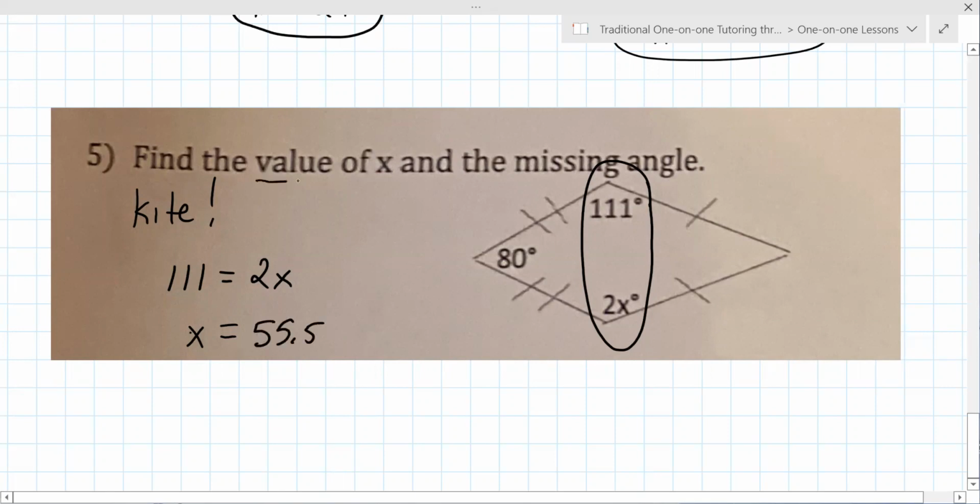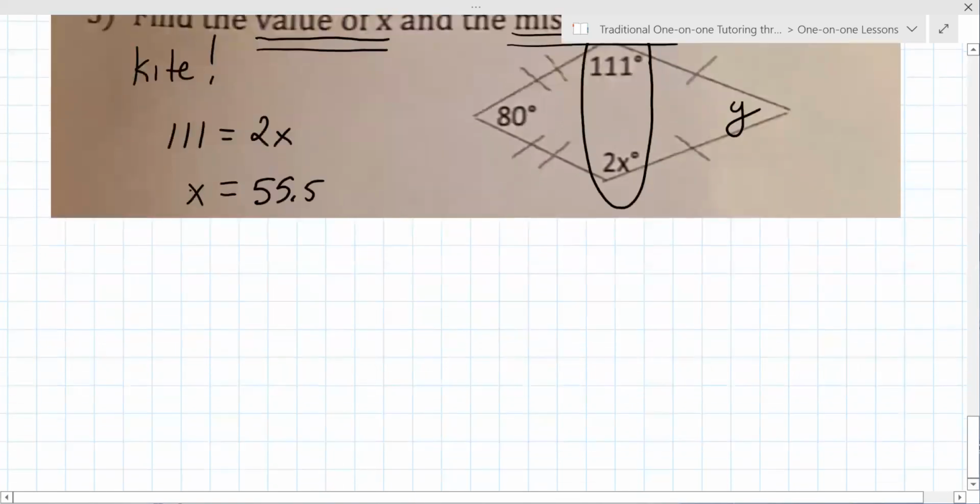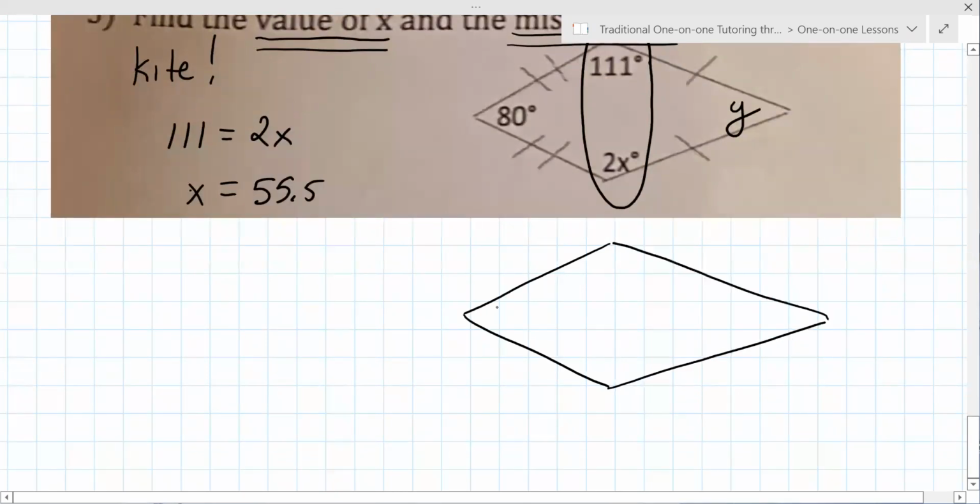It says, does it say to find the value of x? Yes. And now for 80, you have to subtract. We have to find the missing angle. The missing angle, we'll call it y. But let me redraw it here because this will help you to be able to answer this. So this is 80. This one up here is 111. This is also 111.